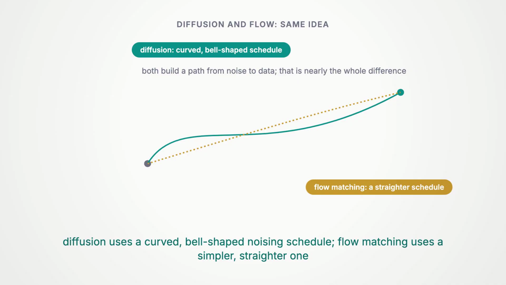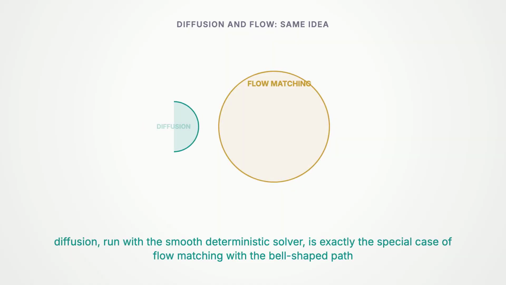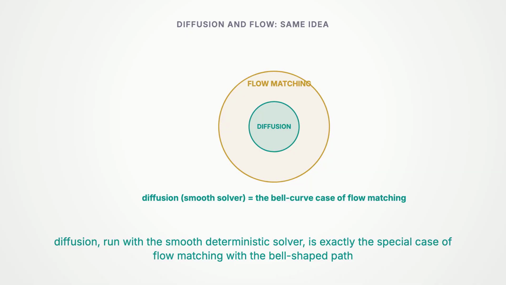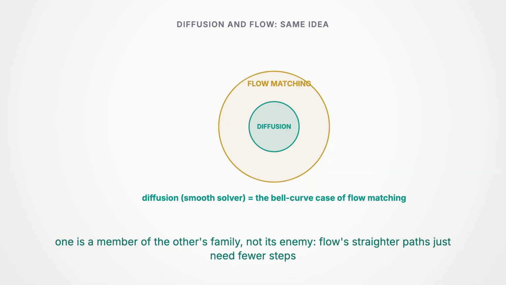In fact, here is the precise statement worth keeping. Diffusion, run with the smooth, deterministic solver we just met, is exactly the special case of flow matching where the path is the bell-shaped one. One is a member of the other's family, not its enemy.